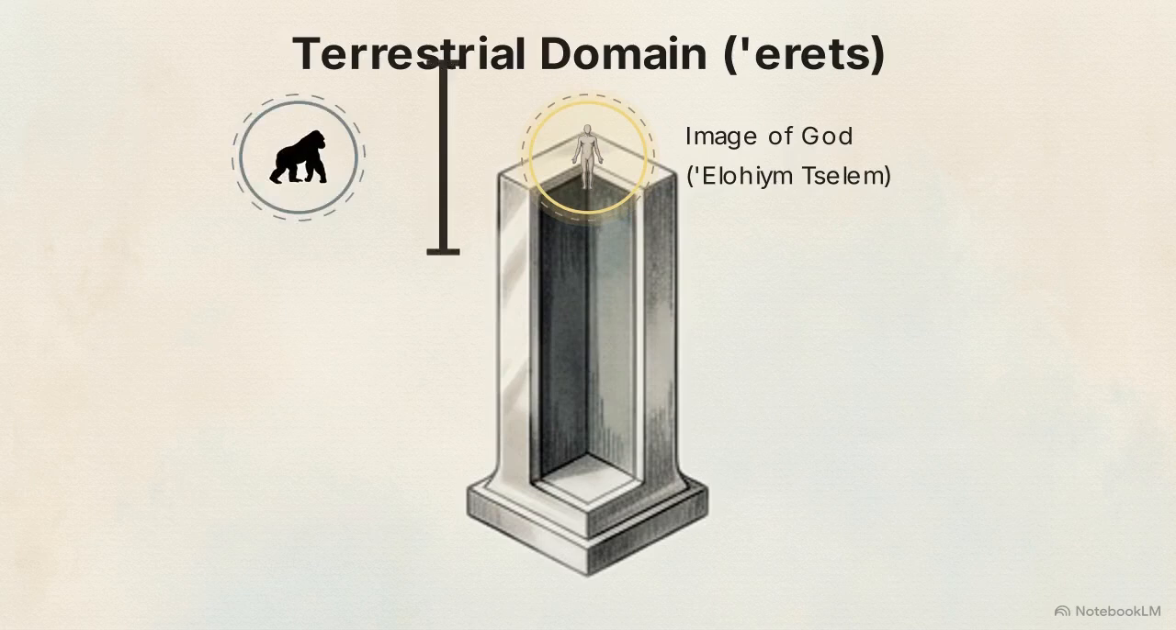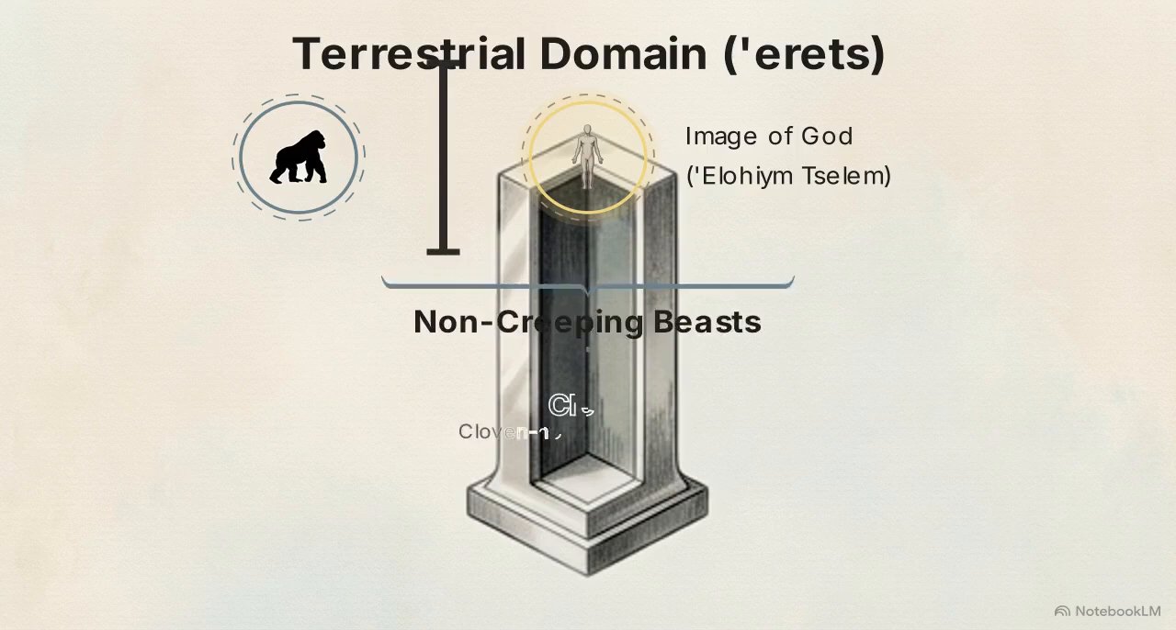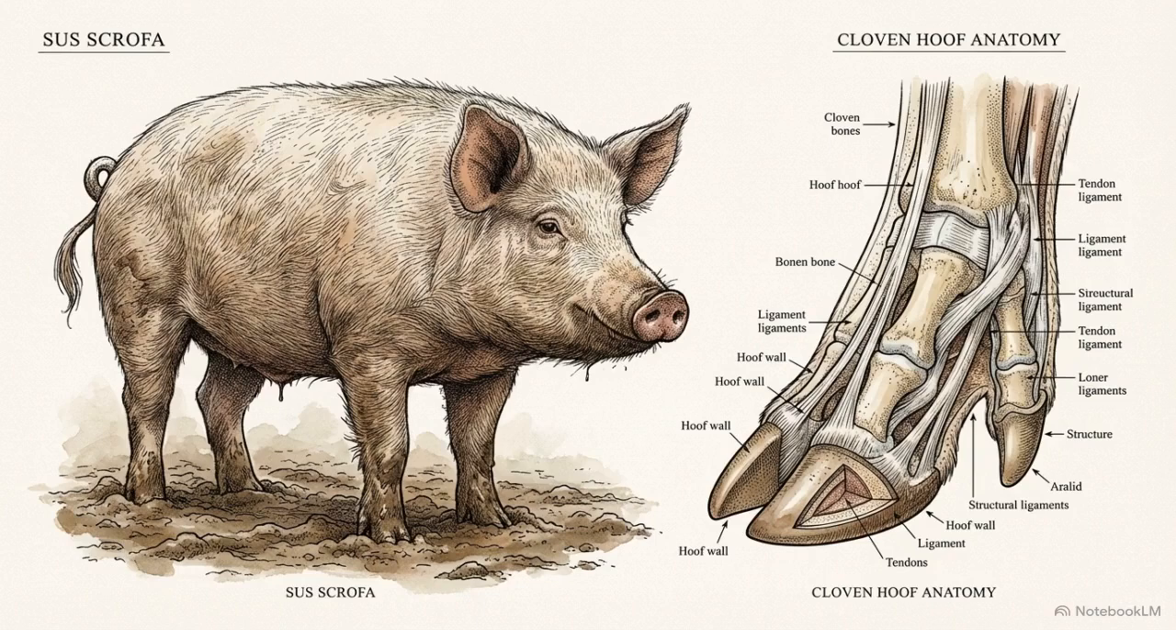The biblical classification separates humans from primates. While animals were brought forth, humanity was formed directly from the soil. Moving down the hierarchy, we encounter non-creeping beasts. The clean subcategory includes the split-hoofed and ruminant, such as cattle, deer, and giraffes. Below them are the unclean beasts.